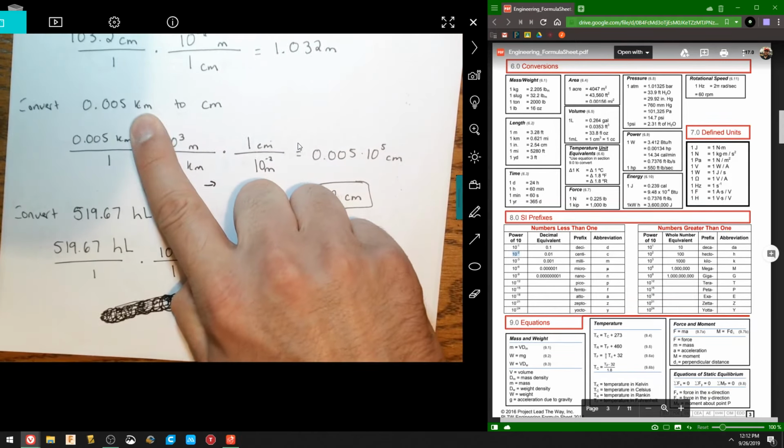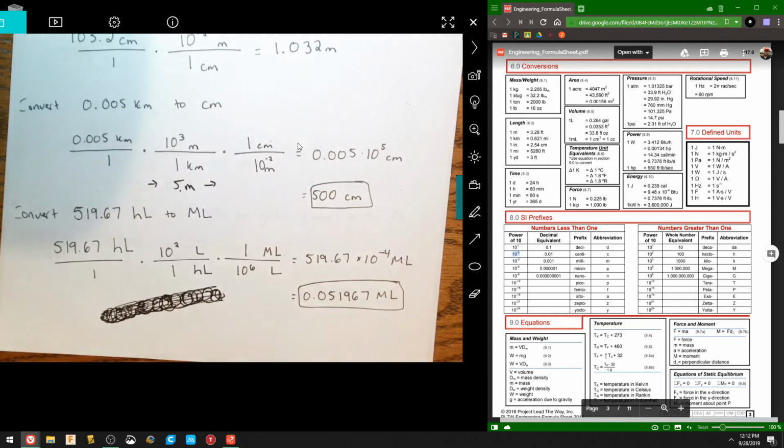Kilometers to centimeters. If I go over my chart again, kilo is a big number, greater than 1. It's 10 to the power of 3, and it says that on the little chart right here. Again, you can do all this math, but I don't think you necessarily need to. It says 3, and centi is then 2. So 3 plus 2, because we're going from kilo all the way over to centi.